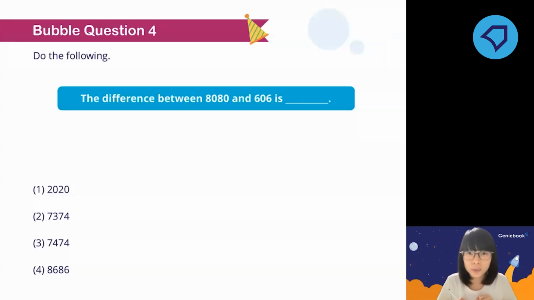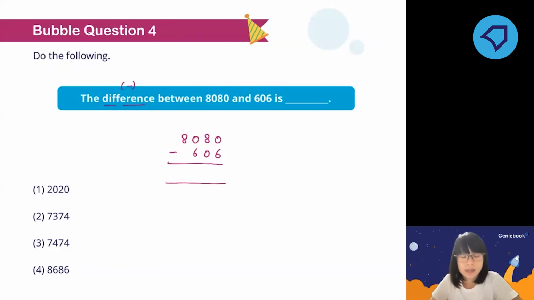Those of you who gave me option number 4, what does difference mean? What does difference mean, guys? Do you need to do addition or do you need to do subtraction? Difference means you need to do subtraction, isn't it? Okay, difference means you need to do subtraction. So we are going to take 8,080 minus 606. So again, regrouping is involved because in the ones place, we cannot take 0 minus 6.